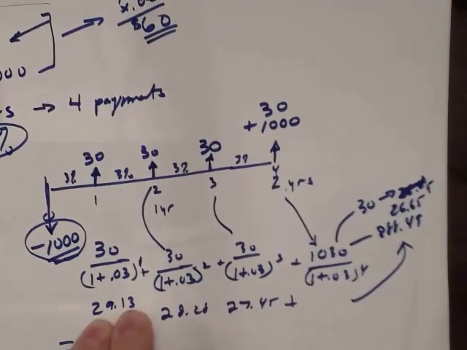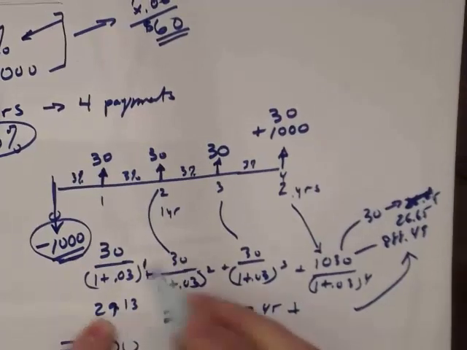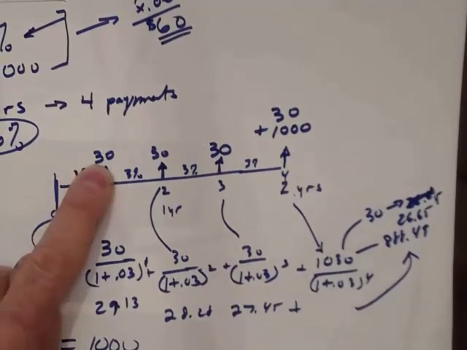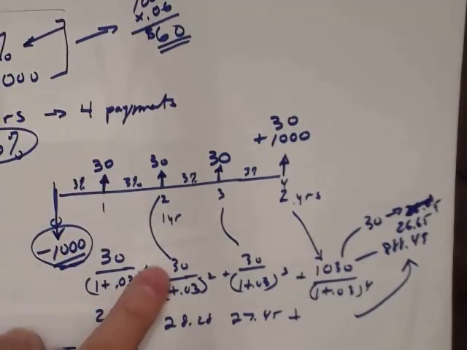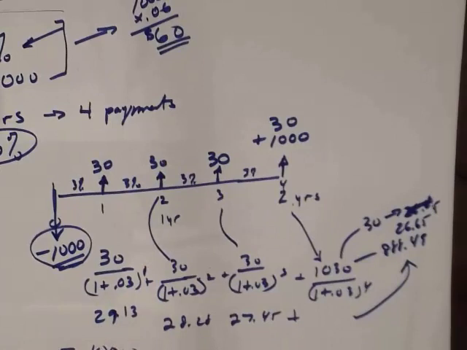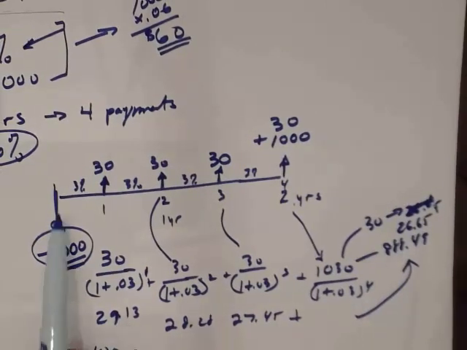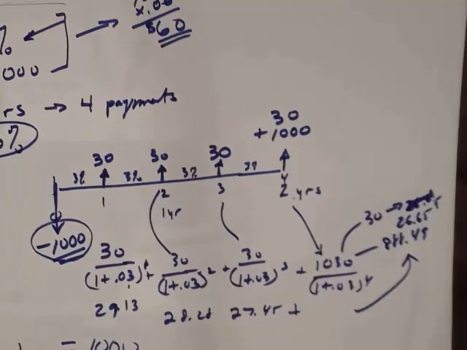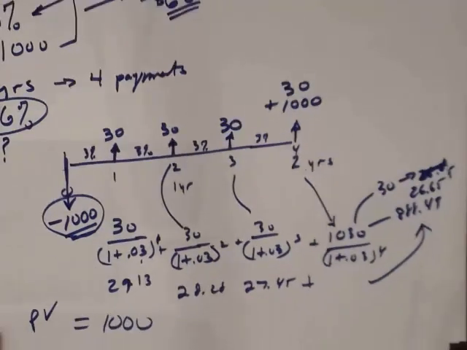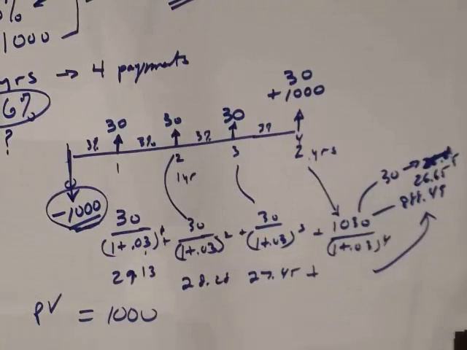Now remember with the $29.13, how to interpret that is you're going to get $30 6 months from now, right? Discounted back at 3% for one semi-annual period, it's worth $29.13. So if you were to invest $29.13 today, right here at time zero, at 3% for a 6 month period, you would have $30 as a future value. So this is a present value. So, you know, the value of a bond is the present value of its future cash flows.